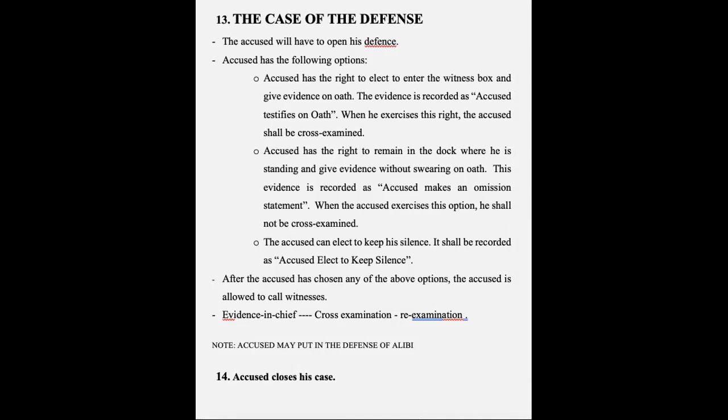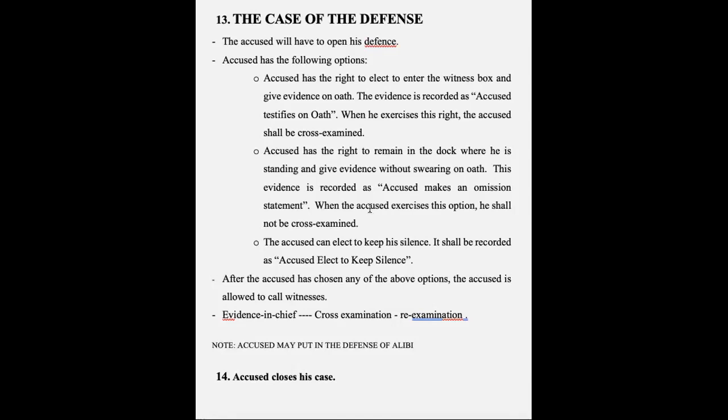So I'll take all of them once again. If you elect to enter the witness box and give evidence on oath, then we will record it as accused testifies on oath. And that's one. Once you exercise this right, then we can cross-examine you, the accused person. So when you give evidence on oath, swearing to tell the truth, you can be cross-examined on the evidence you have given.